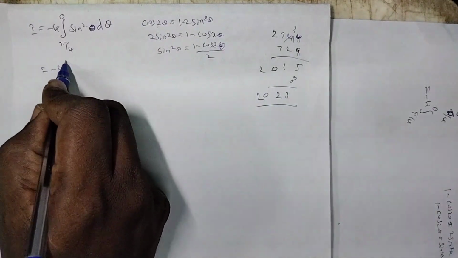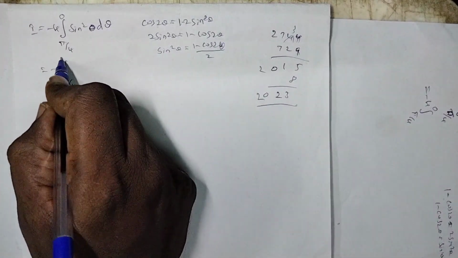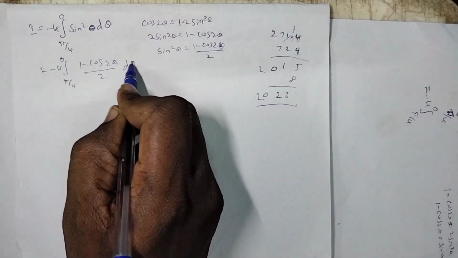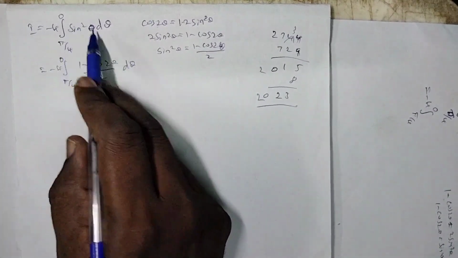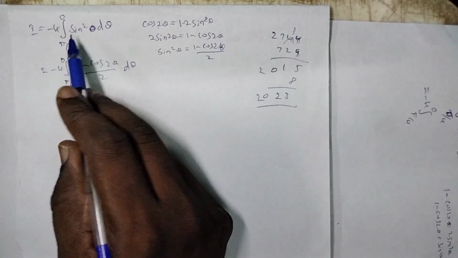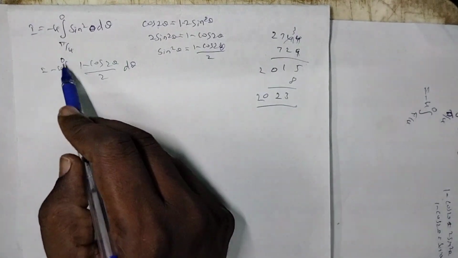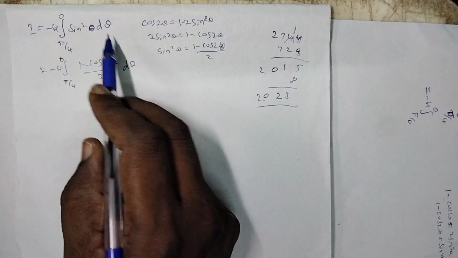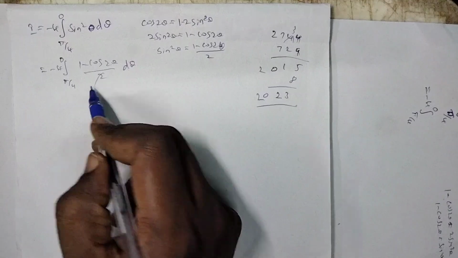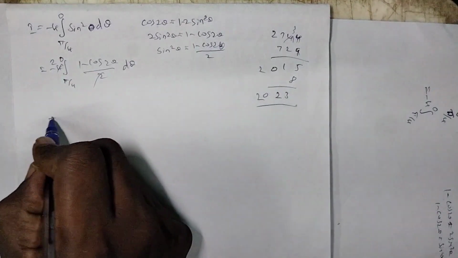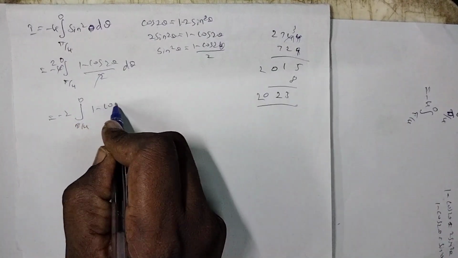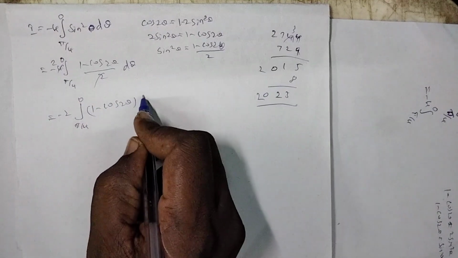So minus 4 integral from pi by 4 to 0 of (1 minus cos 2 theta) by 2 d theta. Here we didn't change the variable, just the identity: sin square theta became cos 2 theta. For the previous one we changed x into cos 2 theta, that's why we had to change the limit. But now we don't need to change the limit because we have the same variable. Now the 2 cancels, and we have minus 2 times the integral from pi by 4 to 0 of 1 minus cos 2 theta d theta.